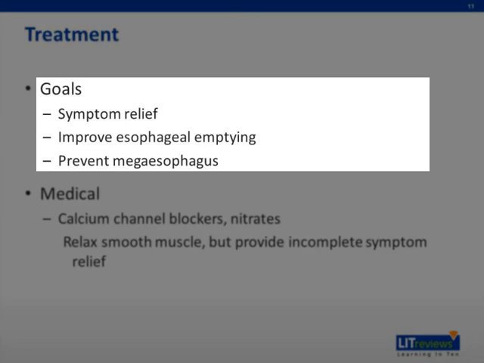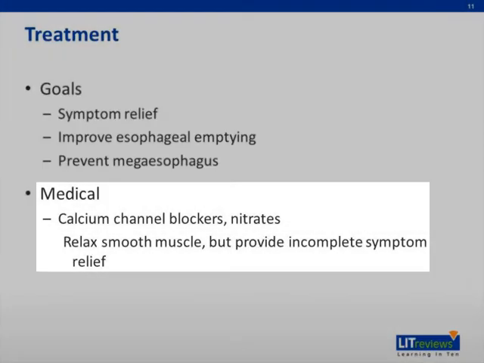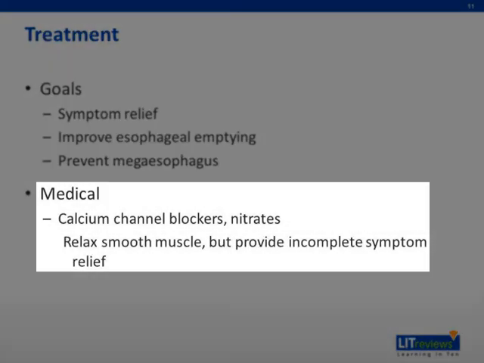The goals of treatment for achalasia involve symptom relief, improved esophageal emptying, and the prevention of megaesophagus. There are some medical treatments for achalasia, but most do not work well. Calcium channel blockers and nitrates have been used to relax the smooth muscle of the esophagus, but unfortunately they provide incomplete symptom relief.